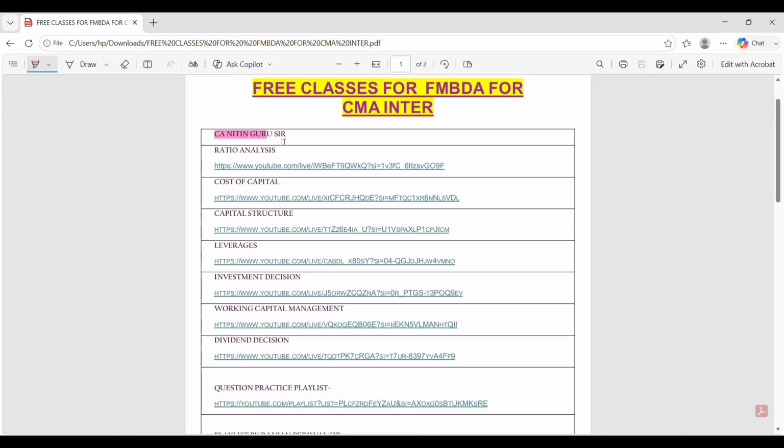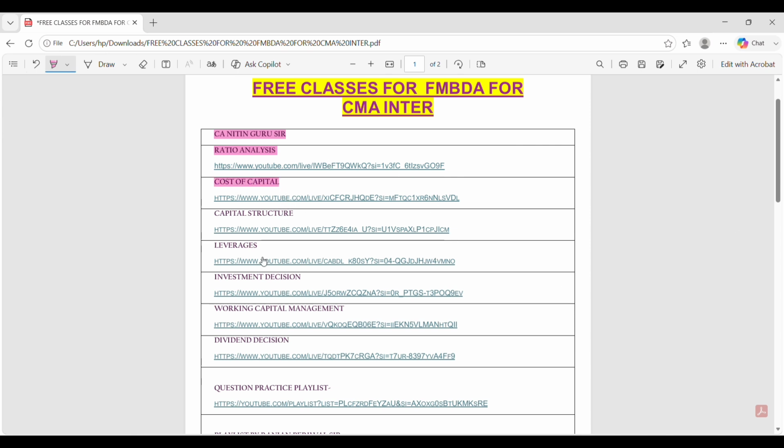Let me quickly explain what is inside this PDF. First of all, you will find topic wise lectures by CA Nitin Guru. First is ratio analysis. This lecture helps you understand how to interpret financial statements using different ratios and how to solve exam oriented questions. Second is cost of capital.